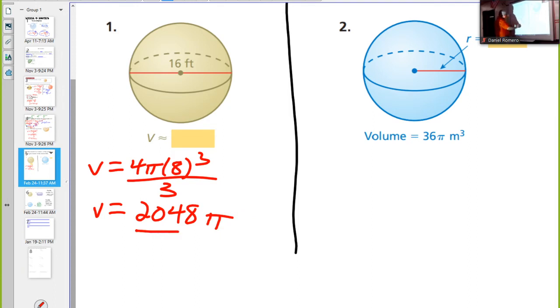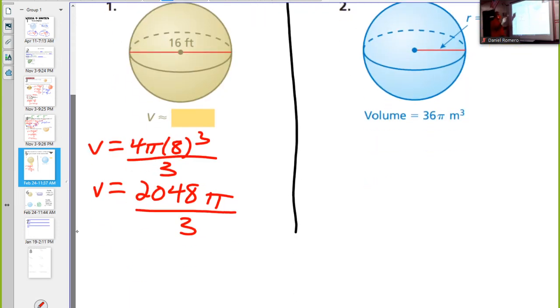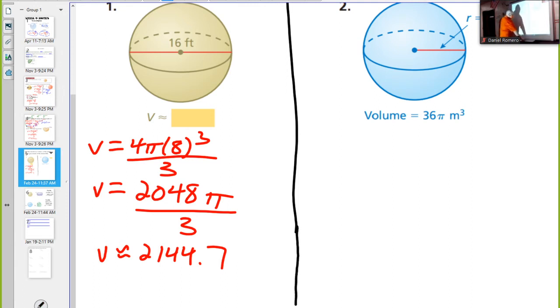Now, on this one here, the numerator is not divisible by 3. So I didn't even need to do that. I could just put the whole thing on the calculator. So when you do 4 times pi times 8 cubed, divided by 3, approximately 144.5. Any questions on that one?